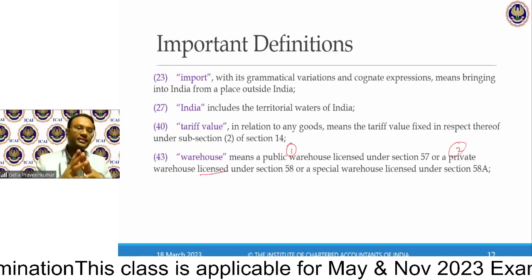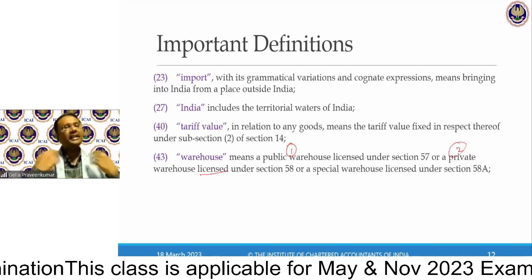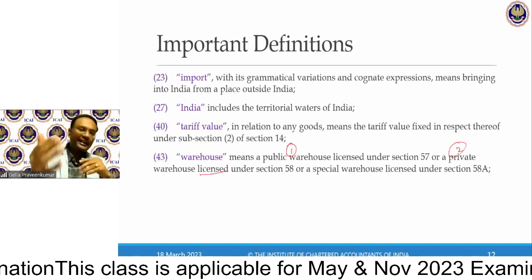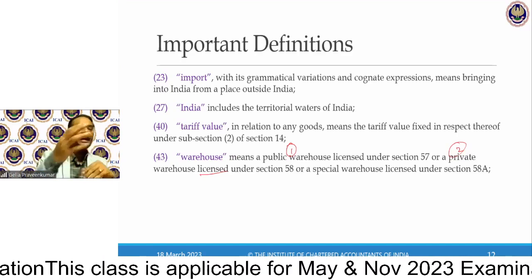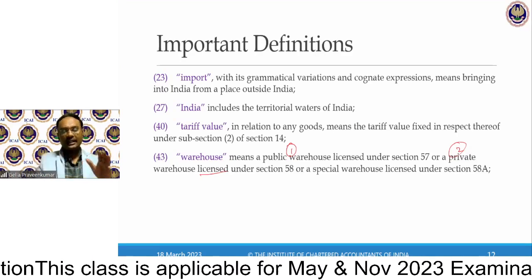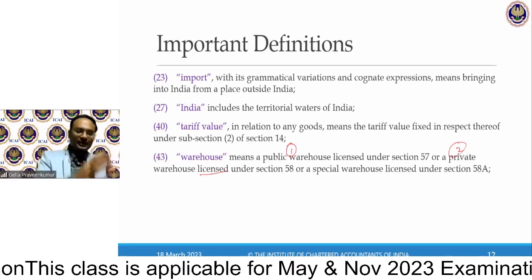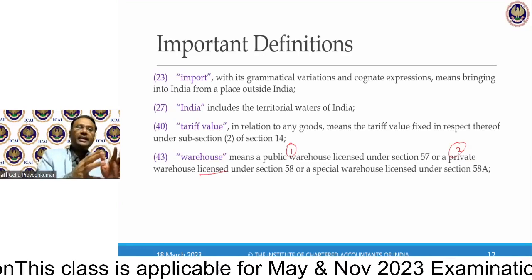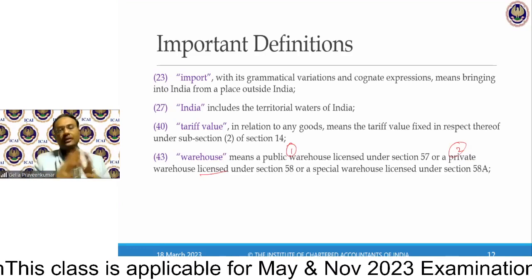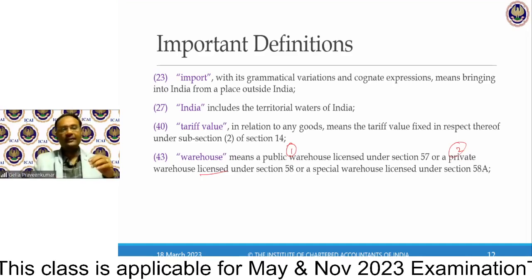Now what is the advantage of this? I, as an importer, need not pay customs duty. If I clear to the domestic tariff area, I have to pay customs duty. So here, I'm taking into a bonded warehouse. From there, I'm doing a temporary activity and I'm sending it out of India. That's the purpose of my warehouse.